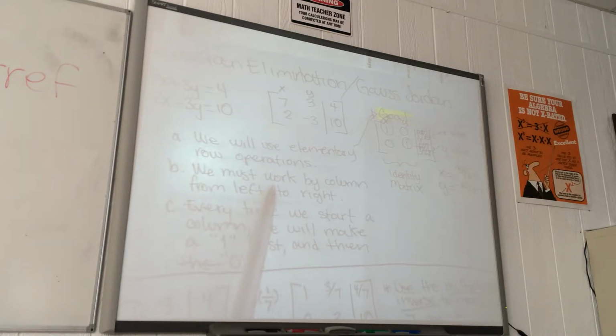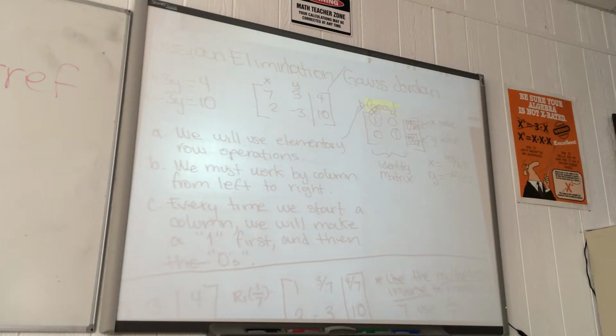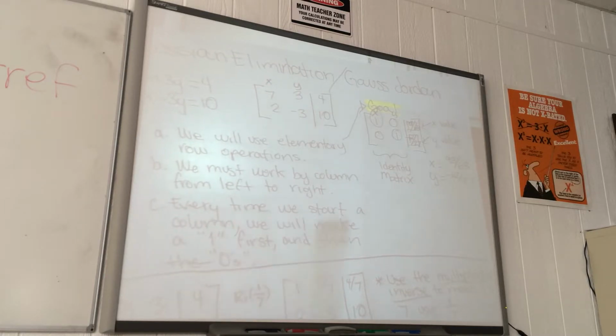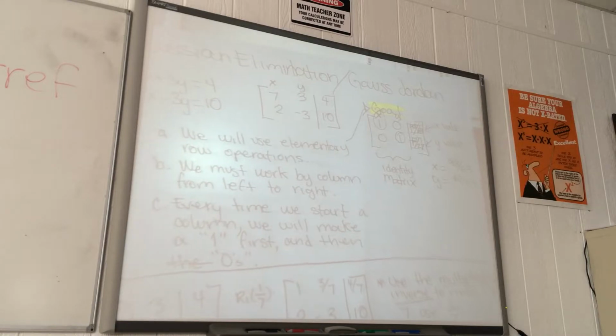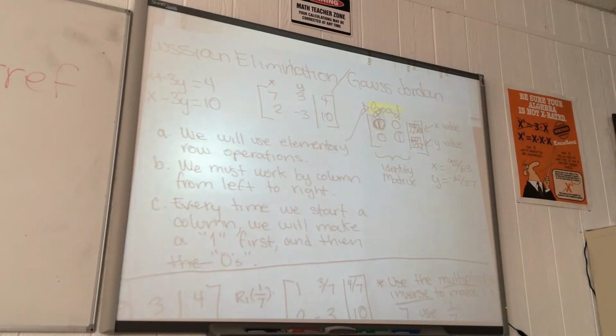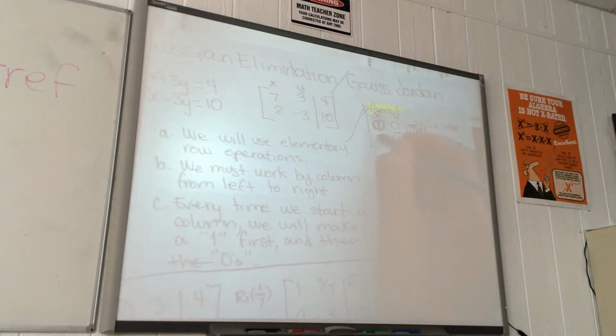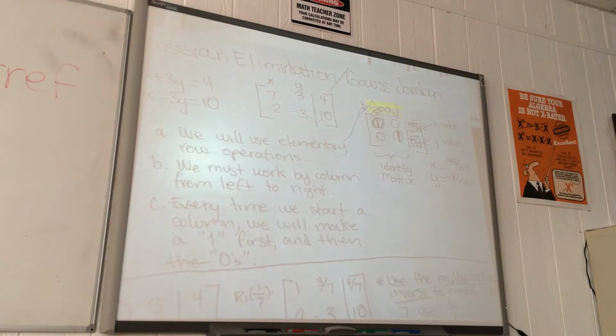We must work by column from left to right. So what I mean by that is that we're going to work the first column first, and then we move to the right side. Also, every time that we start a column, we will make a 1 first. When I say a 1, I mean the ones here, that one. And then we will make the 0. When we go to the second column, we'll make this 1 first, and then we will make the 0. All right, that's just the order for them to work.